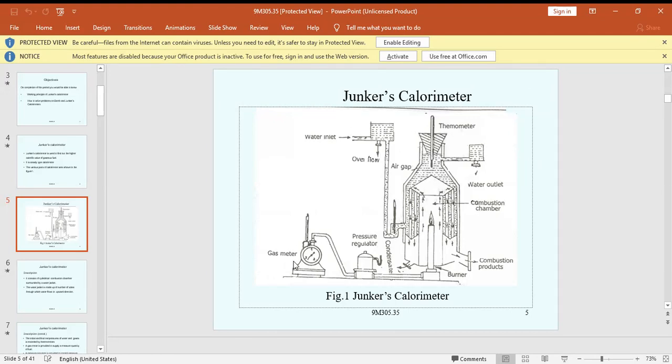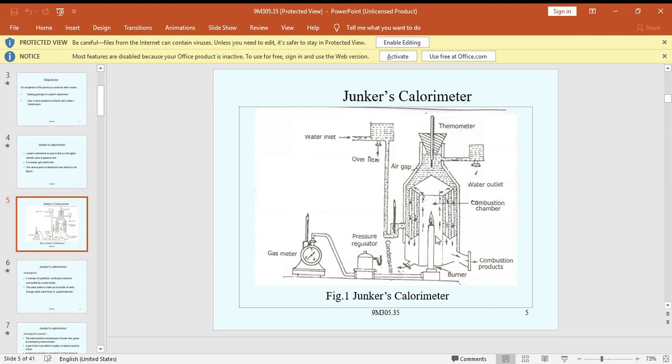Junkers gas calorimeter: gas meter, pressure regulator valve and condenser, water inlet, overflow, some air gaps, burner, this is the candle, combustion products and combustion chamber, water outlet, air gaps, thermometer and water outlet.